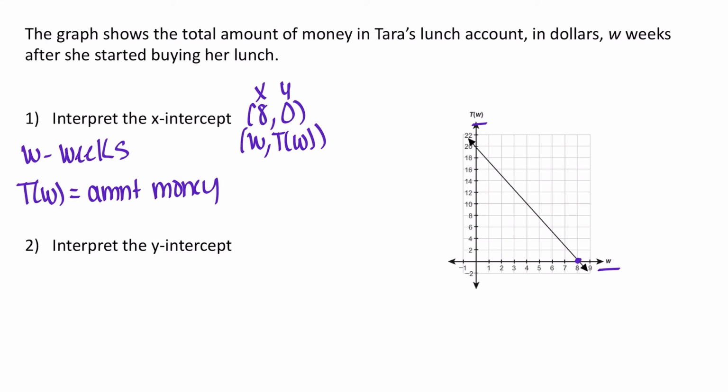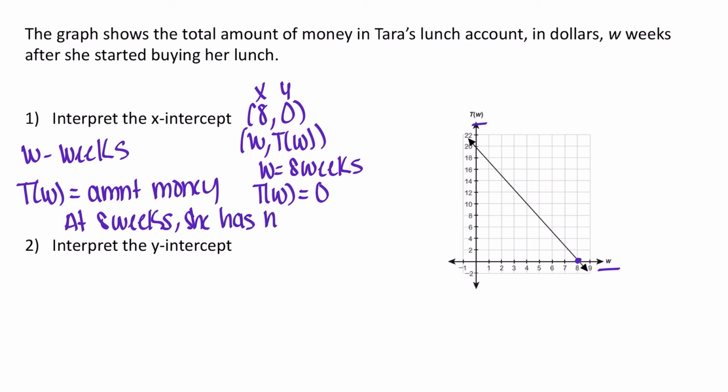So this value of 8, 0 tells us that w equals 8 weeks and t of w equals 0. So what this means is that at 8 weeks, she has no money in her account.